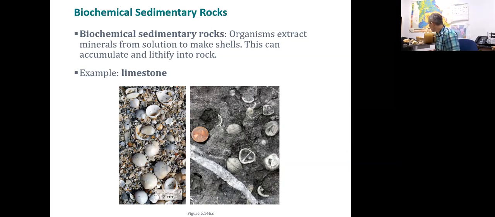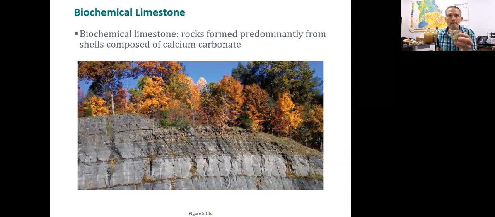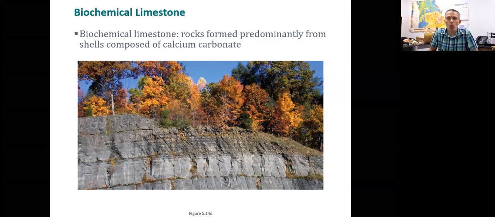If we take a look at some samples around here, this is a sample that has a number of different little bits of shells. And so this is not an uncommon photograph of rocks around here where these limestone platforms of organic shell material became larger and larger and larger.